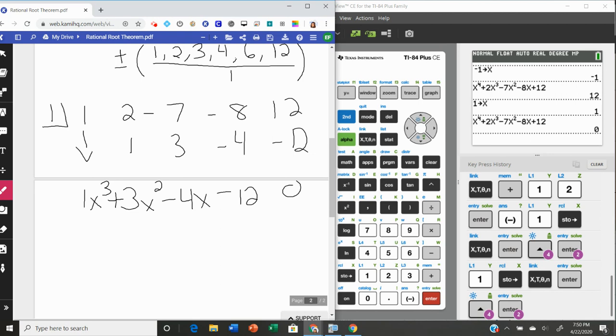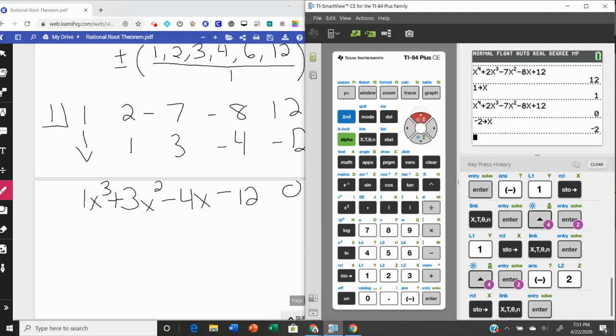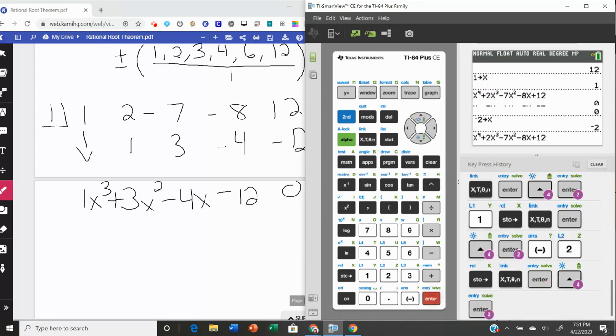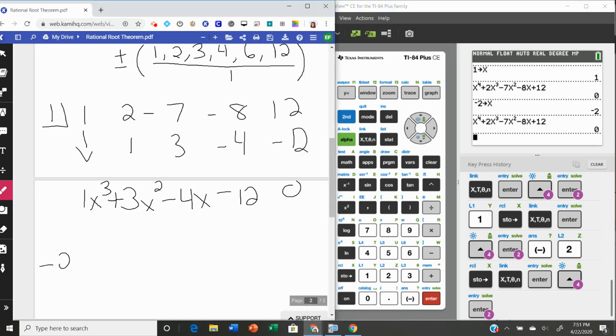So I tested +1, I tested -1. Let's look at -2, if I store that as my x value, and then look at my equation. Oh, that one works for me as well. Awesome. So I'm going to do -2 then with this equation here, right? Once I do this division, then I'm going to have a quadratic.